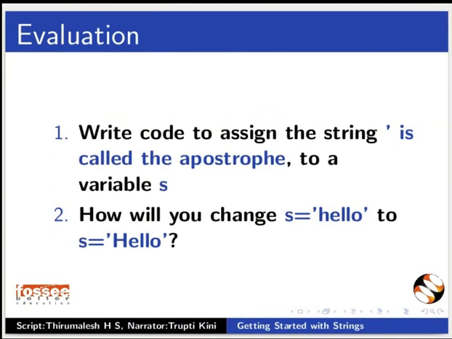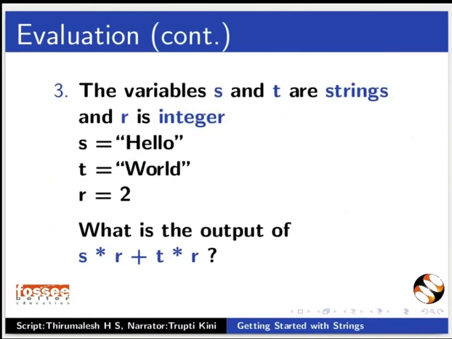Here are some self-assessment questions for you to solve. Write code to assign the string "is called the" apostrophe to a variable s. Second, how will you change s is equal to hello to s is equal to capital H hello? Third, the variables s and t are strings and r is integer. They are assigned with the values as shown below. What is the output of s multiplied by r plus t multiplied by r?